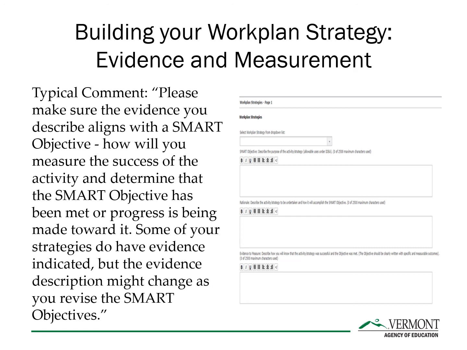Typical comments from last year: please make sure the evidence you describe aligns with a SMART objective. How will you measure the success of the activity and determine that the SMART objective has been met or progress is being made towards it? Many of the strategies had some evidence, but that description changed as people changed their SMART objectives, and that can happen through the amendment process.